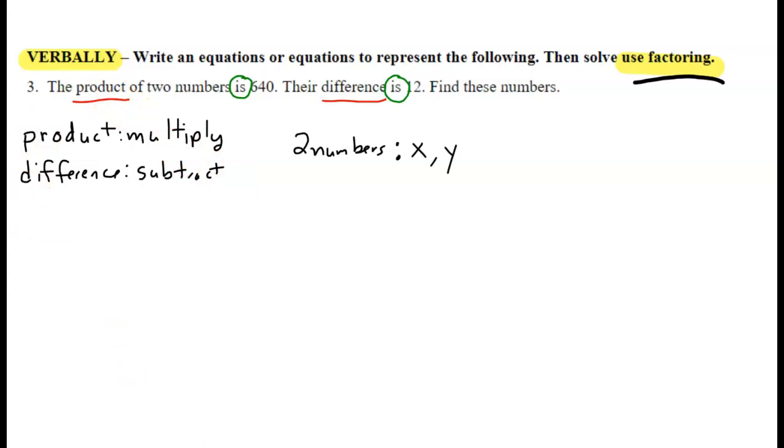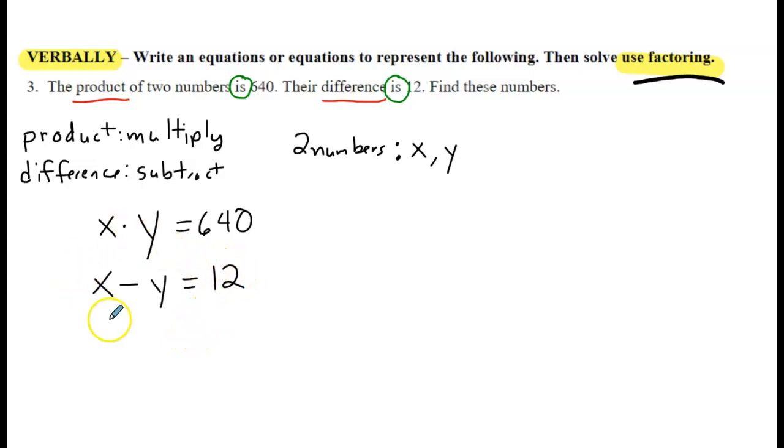So to set this up, we would say that x times y is equal to 640. That means the product of the two numbers is 640. For the difference of the two numbers, we'll pick that x is going to be the bigger number. When you take a bigger number minus a smaller number, you're going to get a positive. So the difference is 12.